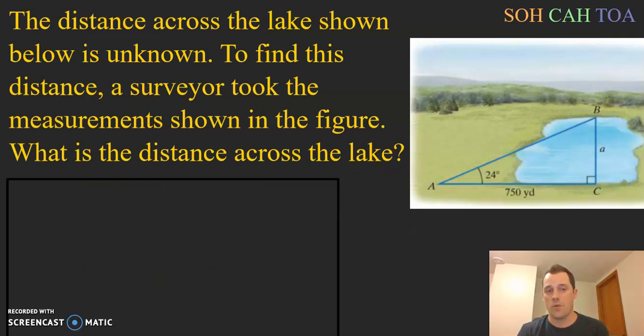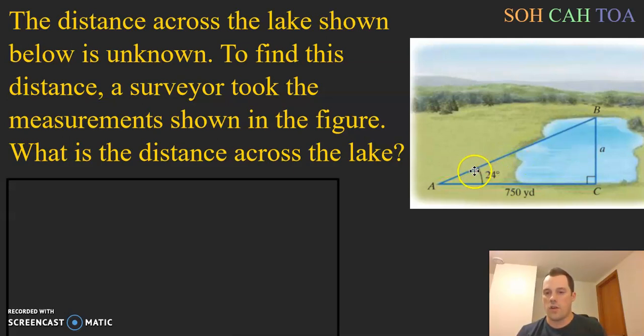So in this example, I'm going to throw a real world example at you. We're saying that the distance across this lake, so from point B to C, is unknown. We want to find that distance here. So a surveyor is taking measurements from this figure here. He's looking at an angle of 24 degrees between points B and C, and he is 750 yards away from point C. So we want to use those measures to see what that length is across the lake.